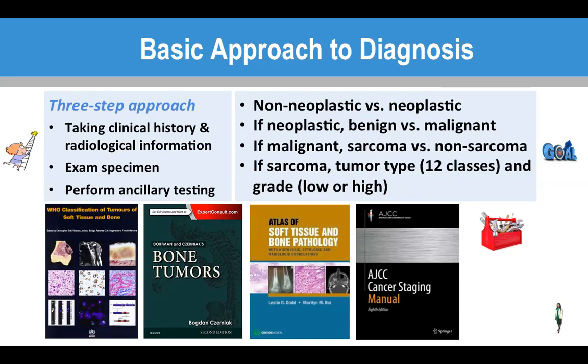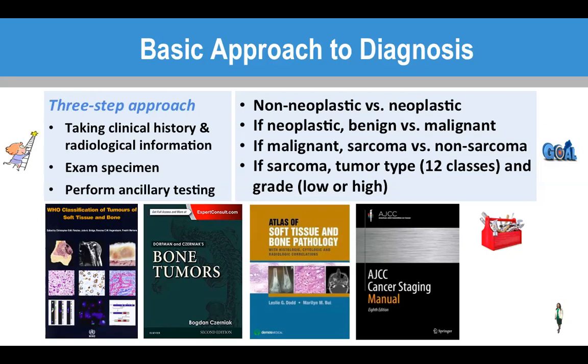Second, we examine the specimen, including gross examination, frozen section, fine needle aspiration, and also examine the slides under the microscope. The type of slides we examine are mainly H&E slides. In addition to that, we perform ancillary testing, including special chemistry stains, immunohistochemistry, molecular testing, and other genomic testing. Once we take those three steps, that will help us get to a diagnosis.